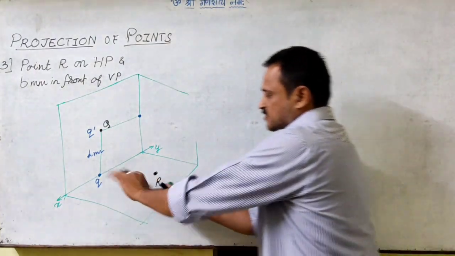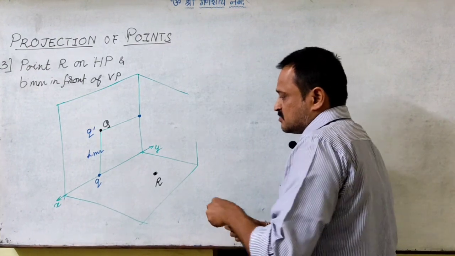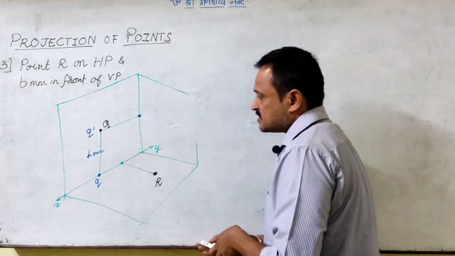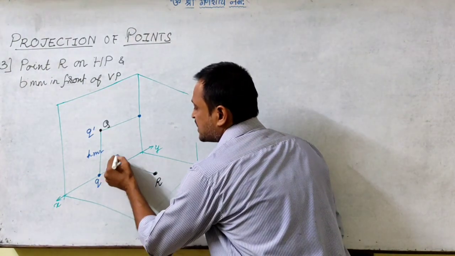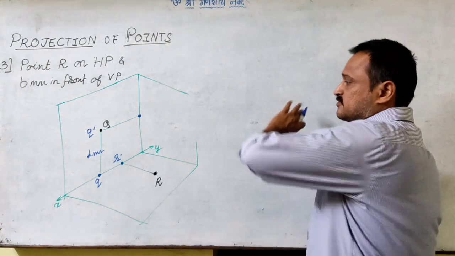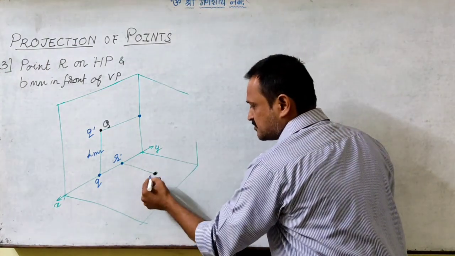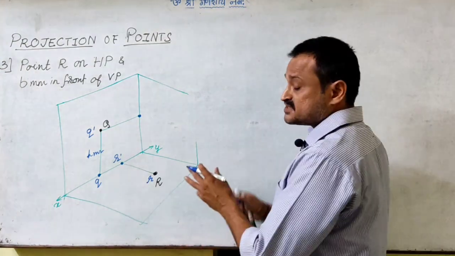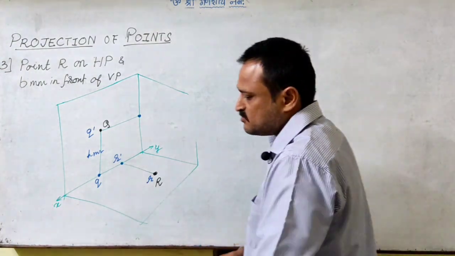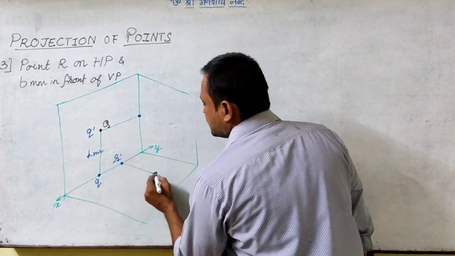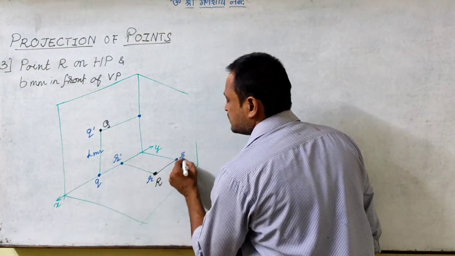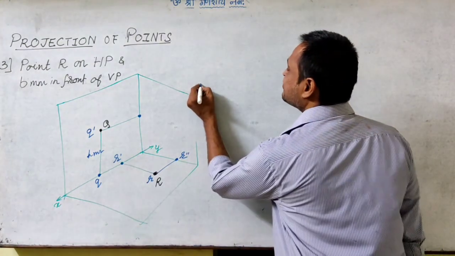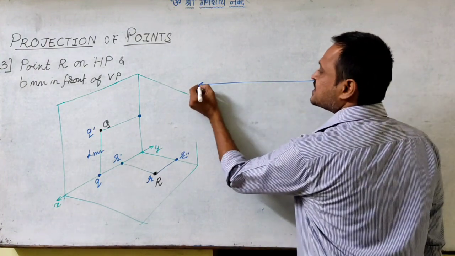So when I am looking at it from the front, the projector will pass through R, and wherever it meets the XY line, I will be able to see the front view image of R on the XY line as R dash. For the top view, when I look at it from the top, I will get the top view of point R there itself, right? And what about the side view or the left hand side view? When I move to my left and look at it, I will be able to see the side view image here as R double dash. So how are you going to represent it in orthographic drawing? So this is the reference line XY.